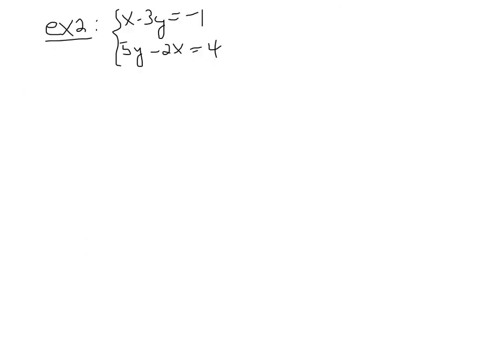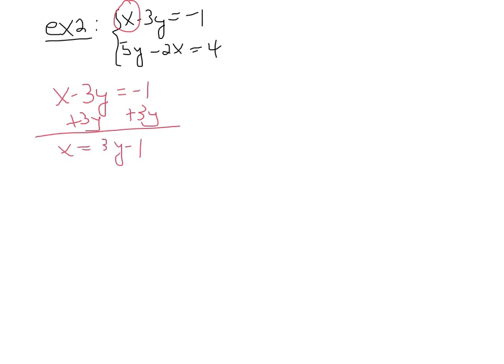Okay, here's a second example to solve using the method of substitution. Remember what our steps said. First step was to solve either equation for either variable, and we said to look for a coefficient of 1 if we could find it, and I see one here. So x minus 3y equals negative 1. All I have to do is add 3y to both sides. So x is equal to 3y minus 1.